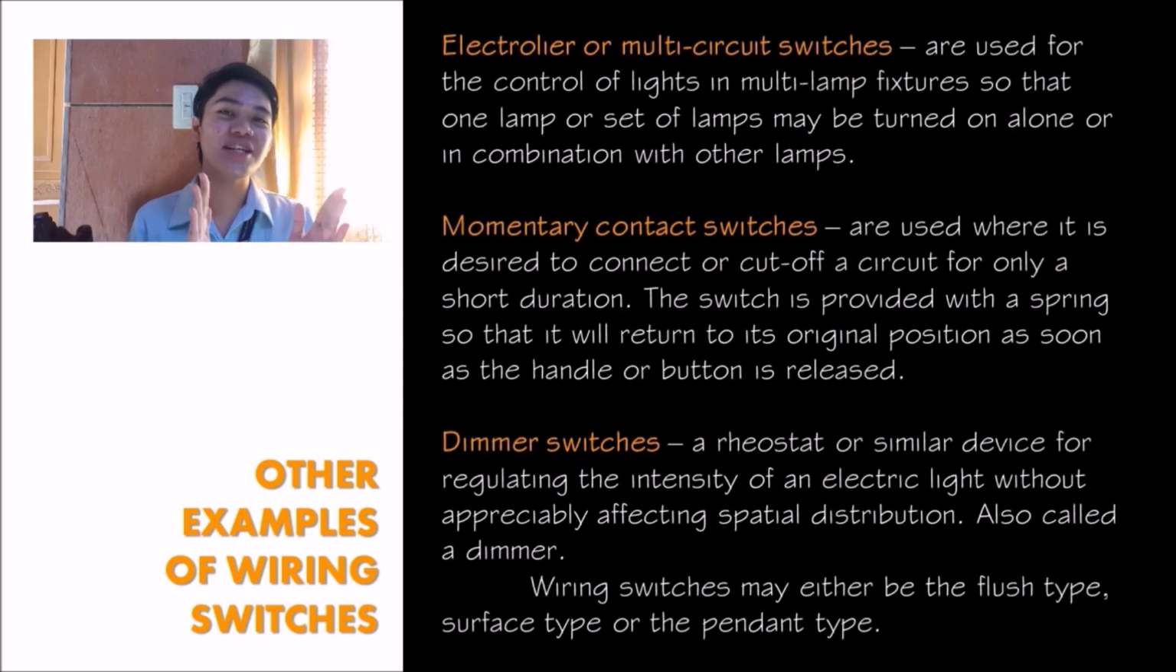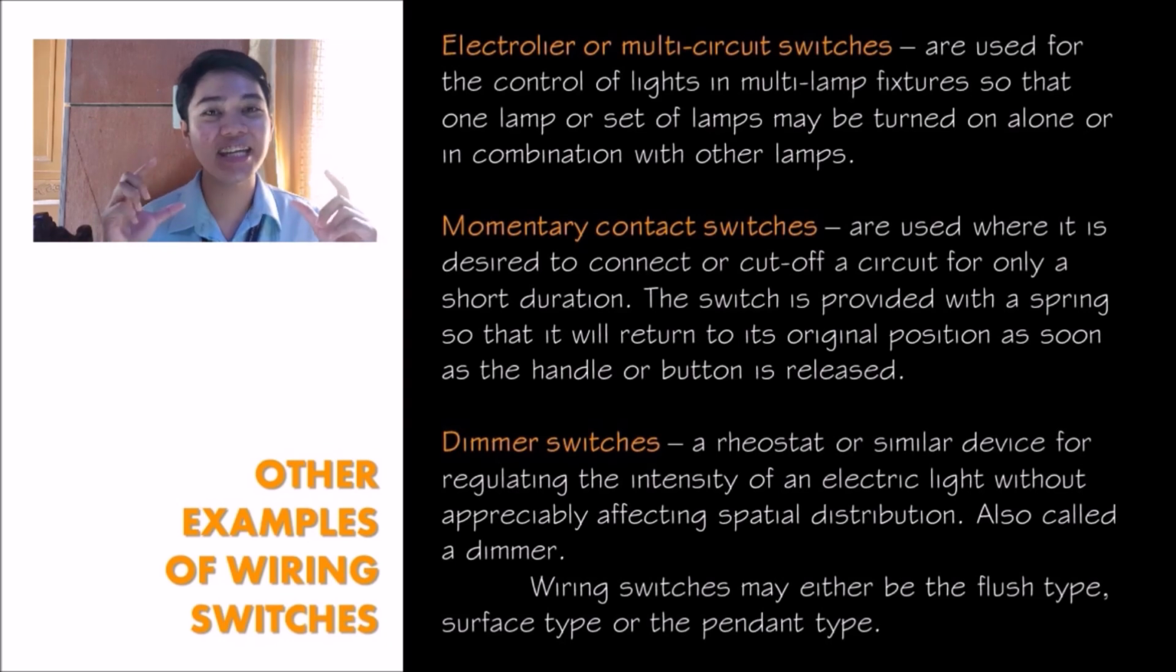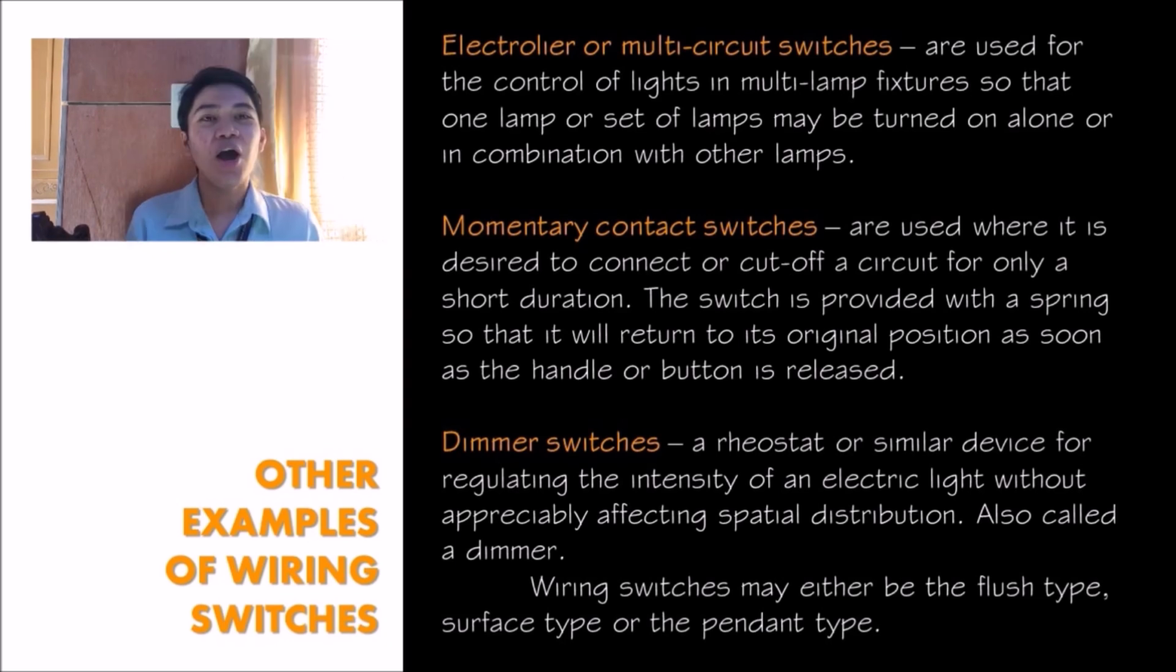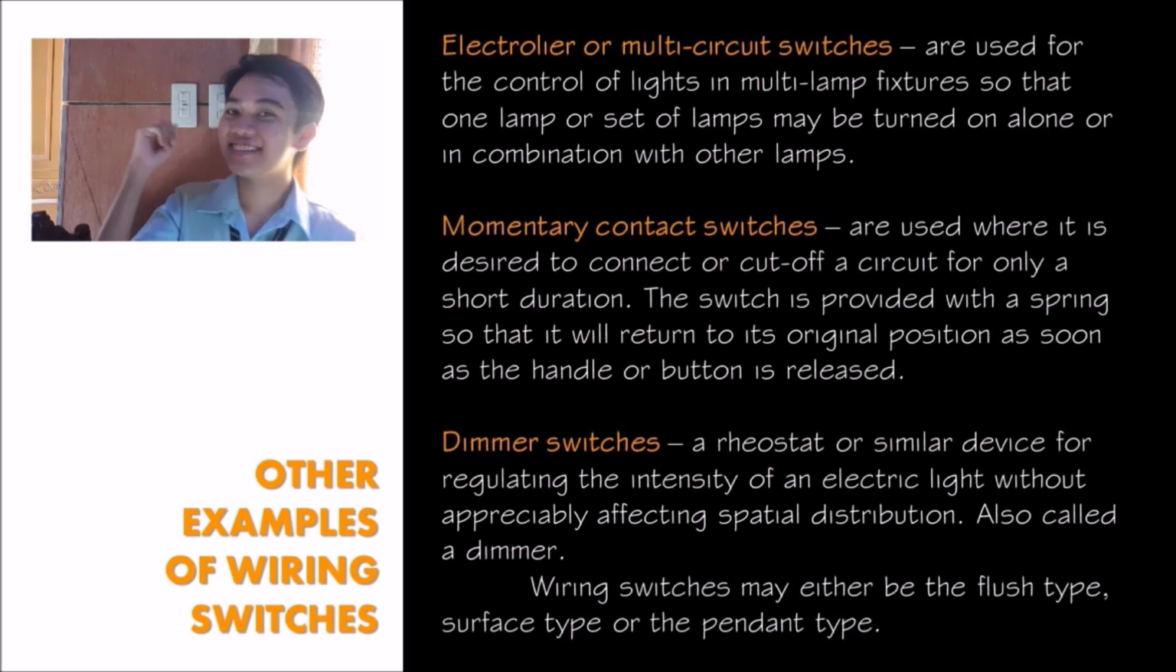Electrolier or multi-circuit switches are used to control lights in a multi-lamp fixture. Momentary switches connect a circuit for only a short duration. And dimmer switches that regulate the intensity of an electric light.